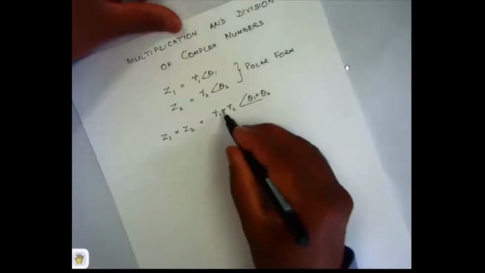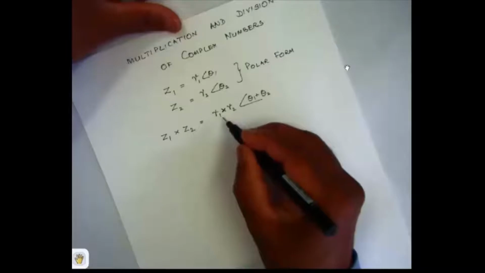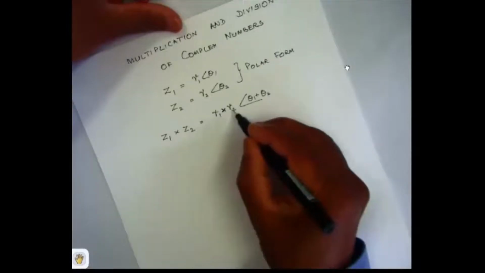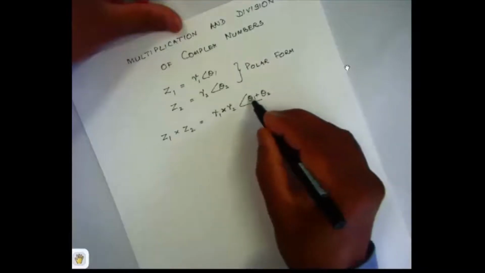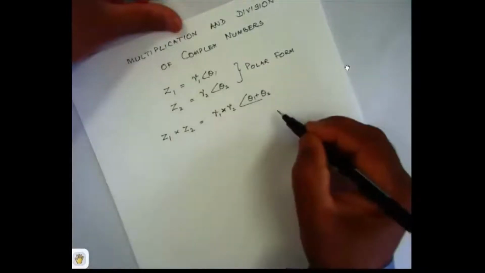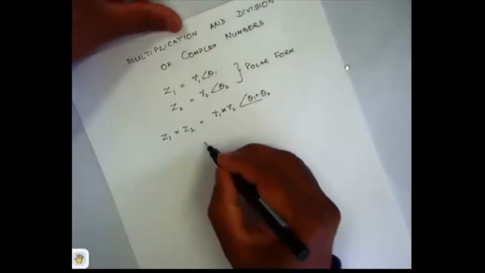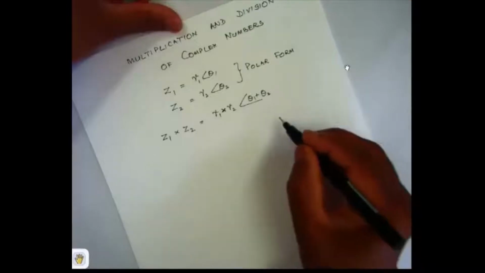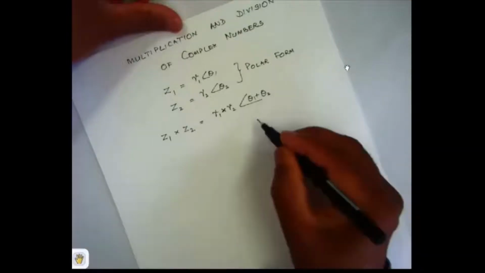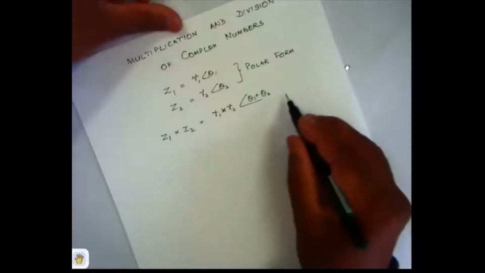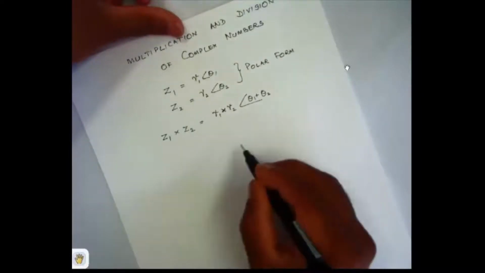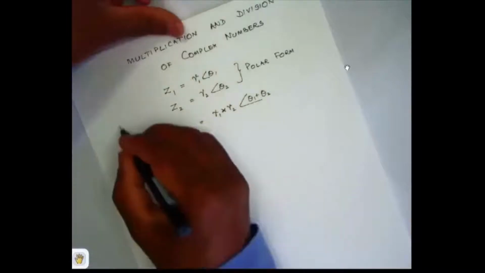So in polar form, the multiplication becomes addition of these two. Of course, the two moduli we have to multiply, but the arguments will be added. And if you want to reconvert this back to the rectangular form, you can do so. We will go into these examples later on. And so this is multiplication.